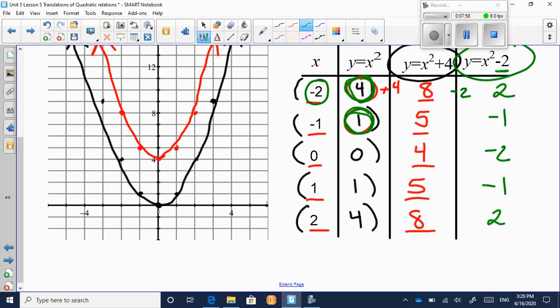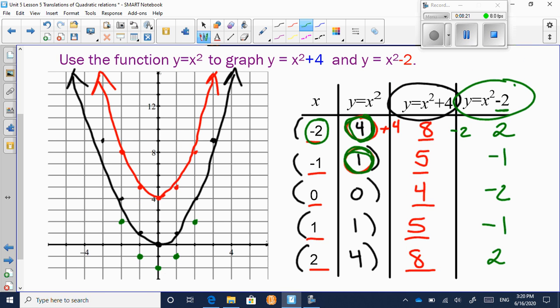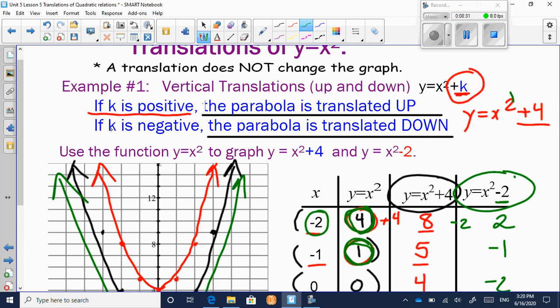So negative 2, I move negative 2, it's 2. So there it is, right there. Negative 1, it's negative 1, right there. 0, it's negative 2. 1, it's negative 1. And 2, it's 2. So there it is, look at that. It's just this parabola here. Okay, so all I did was pull that parabola down. So a k value shifts your parabola up and down.